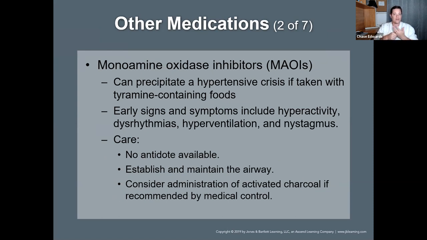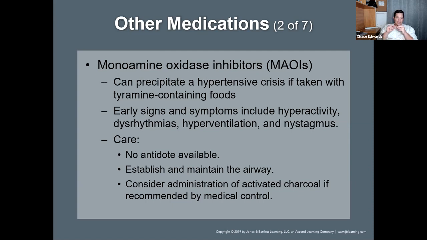So some other things are going to be your monoamine oxidase inhibitors, or MAOIs, sometimes used to treat depression. This can precipitate a hypertensive crisis if it's taken in conjunction with some tyramine-containing foods. So the symptoms can be delayed 6 to 12 hours, and even as long as 24 hours later the symptoms come about.